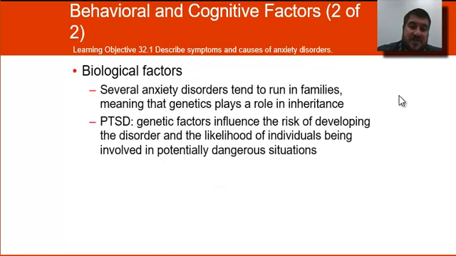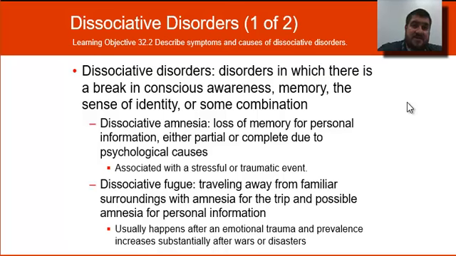Biological factors: anxiety disorders do tend to run in families, which means that genetics play a role in the inheritance of one. And in PTSD, we found that genetic factors influence two things. It influences the risk of developing the disorder and the likelihood that you will be put into a situation involving PTSD, or involving a dangerous thing that can then cause PTSD.